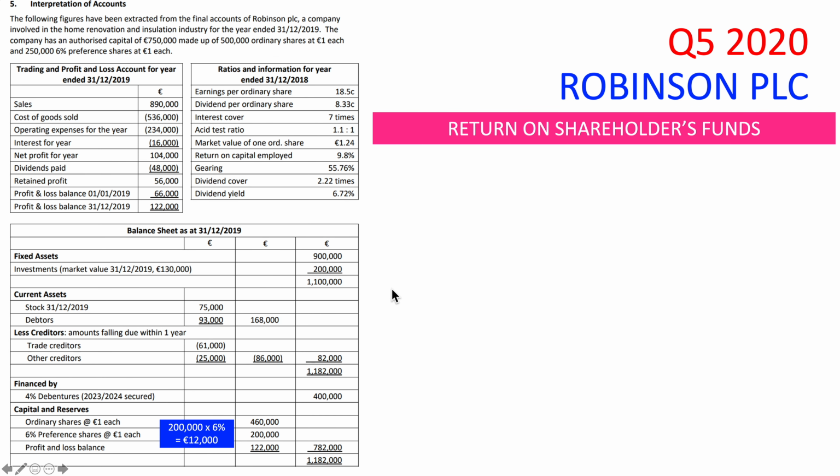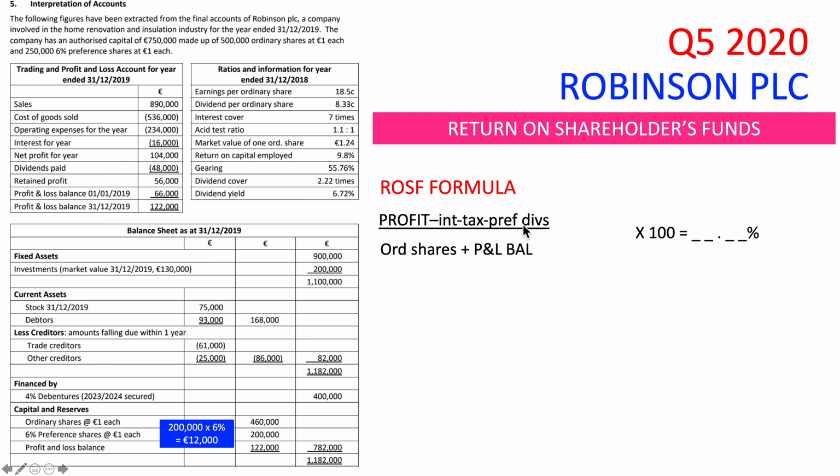Okay, so 2020, Robinson PLC. Again, my formula is the profit after interest and tax and preference dividends, over my ordinary shares and my P&L balance, or my retained earnings or my reserves, whatever I want to call it. So I go to my profit. My profit figure here is 104, and there are dividends still to be taken away from that. So I need to find out what my preference dividends are. Interest has been taken away from that 104 figure, so I don't have to take that away. There's no tax in this question. All I need to do is take the preference dividends away from the 104, and that is my profit after figure.